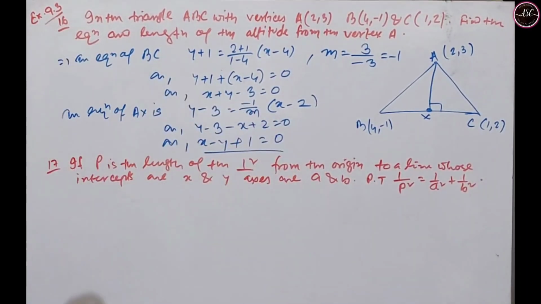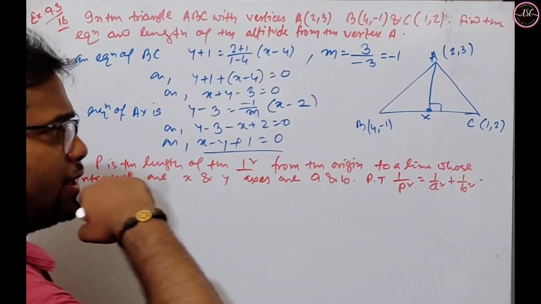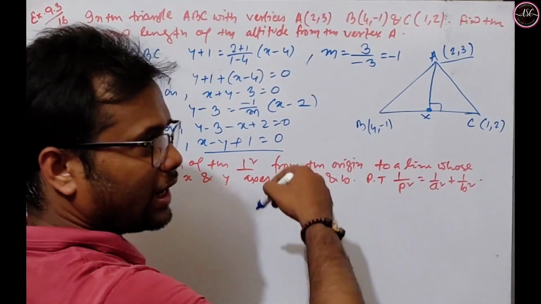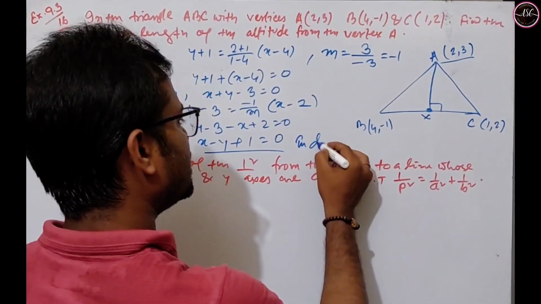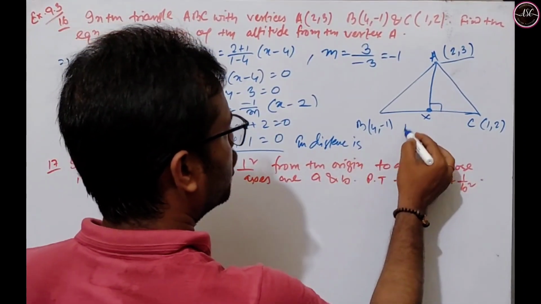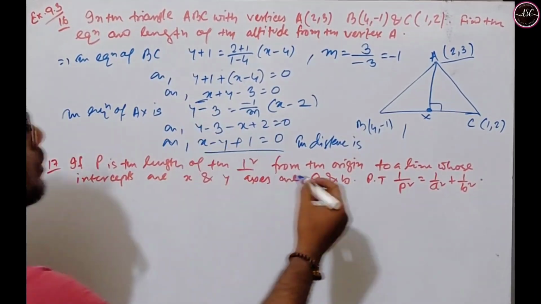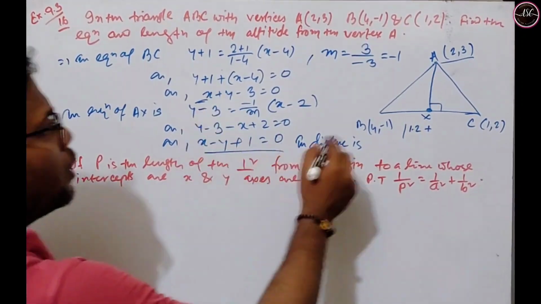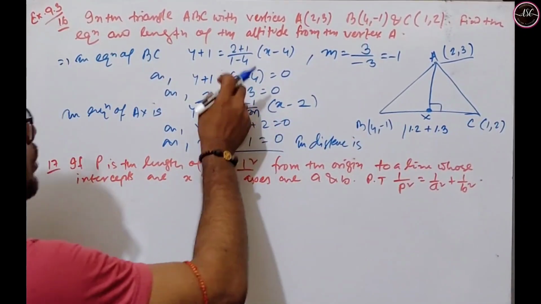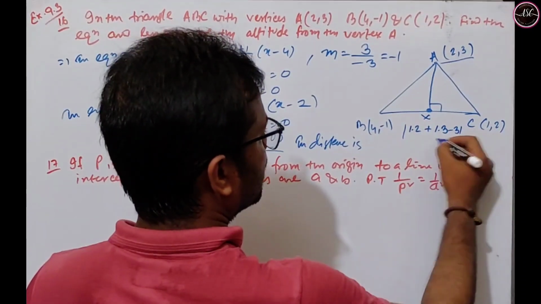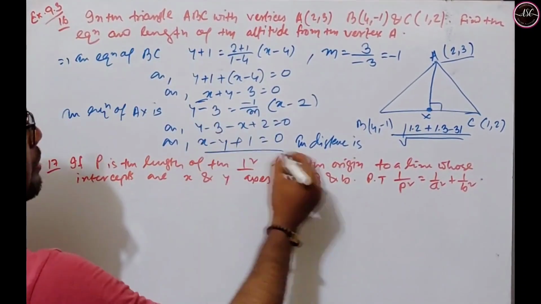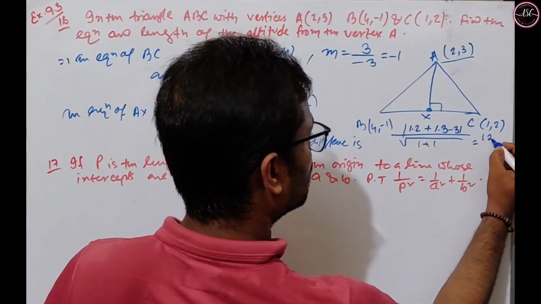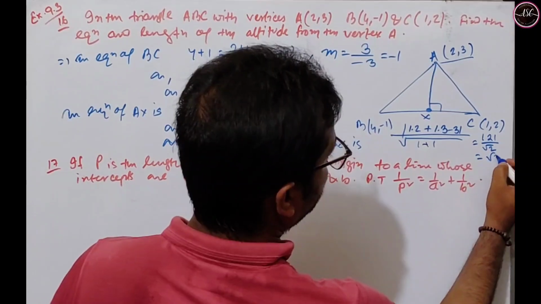This is the equation of the altitude. And the length of the altitude from vertex A means the distance of this point A from BC. So the distance is mod of, here A equals 1 into 2, that is x1, plus B equals 1 into 3, plus C, that means minus 3, divided by root of a square plus b square, that means root of 1 plus 1, equals mod of 2 plus 3, that means 5 minus 3, equals 2 divided by root 2, that means root 2 will be your distance.